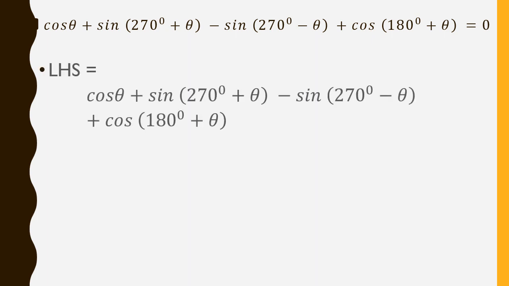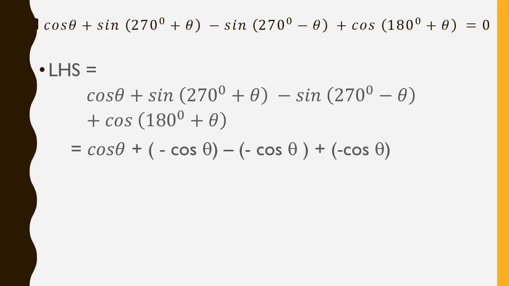Cos theta as it is, sin of 270 plus theta, what will it become? 270 is an odd multiple, sin will become cos. Again here it will become cos. This is which quadrant? Fourth. This is third. And cos of 180 plus theta, third quadrant, cos will remain cos.